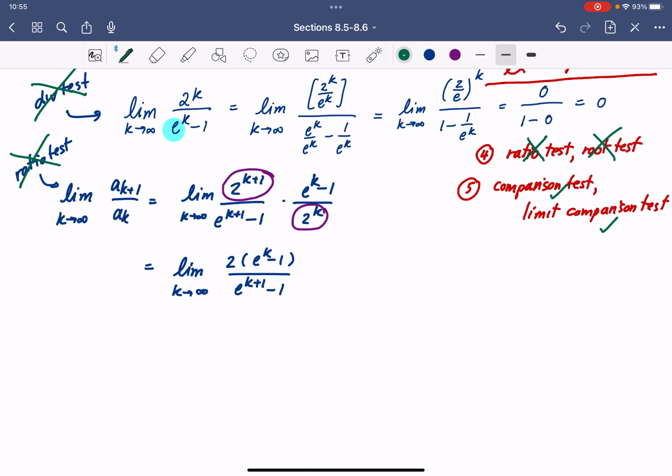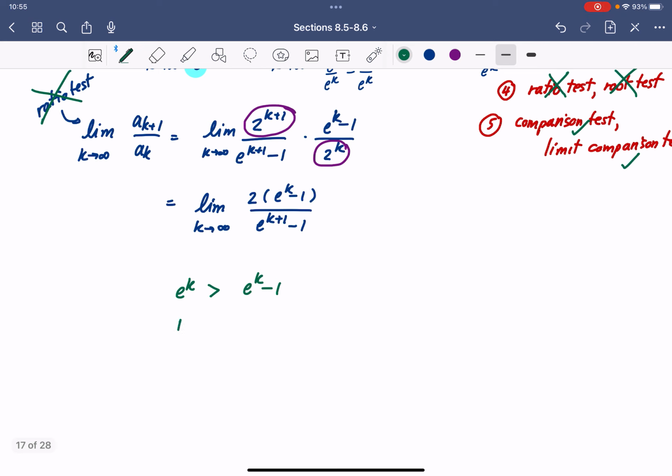So what about the comparison test? Can you do e to the k bigger than e to the k minus 1? This is always true, right? And then you can do 1 over e to the k minus 1 bigger than 1 over e to the k. Both of them are pretty good. If k is bigger than, let's say, 2, for example, actually 1 is okay, but I'm going to start from 2. Now both of them are positive, and you do the cross multiply, so it's going to have 1 over e to the k minus 1 bigger than 1 over e to the k.